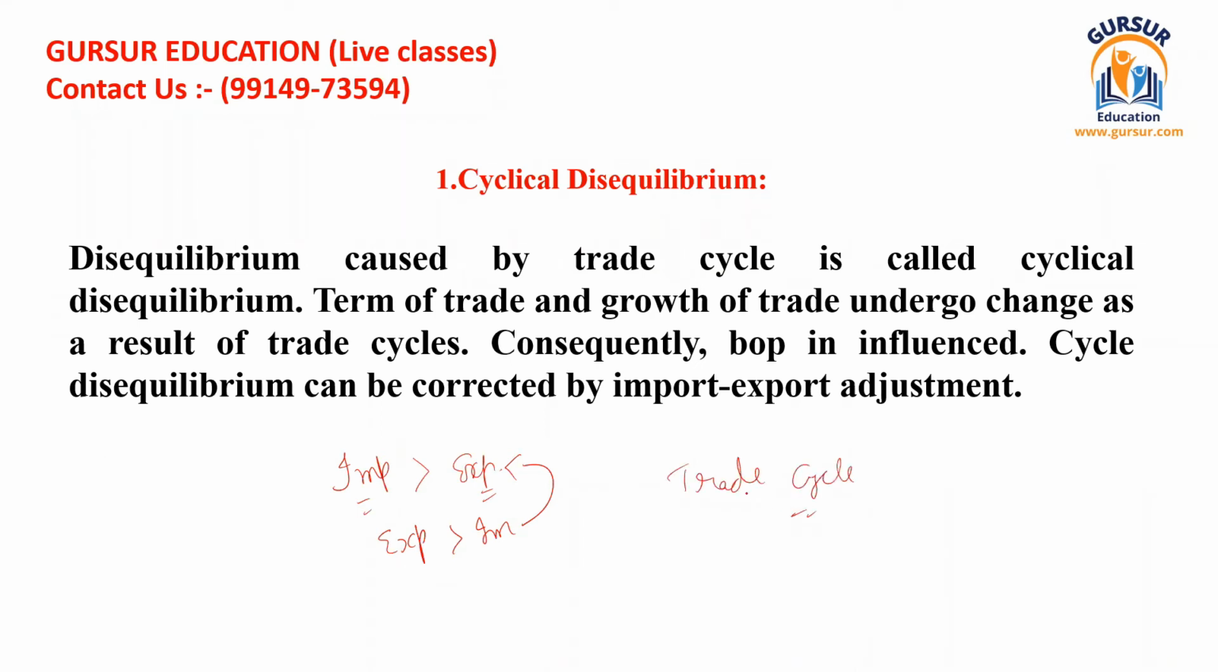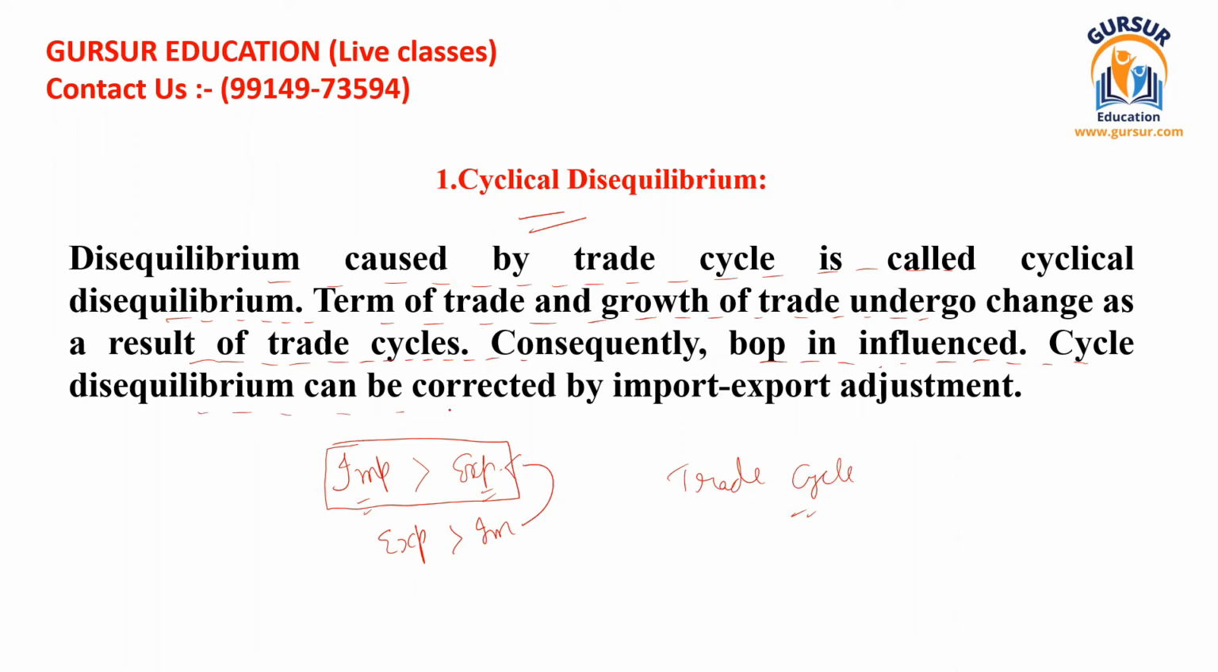And it is very obvious that if your net position is that your imports are greater than your exports, then you are at a disequilibrium position. This situation is known as a cyclical disequilibrium. So if we read that, disequilibrium caused by trade cycle is called cyclical disequilibrium. Terms of trade and growth of trade undergo changes as a result of a trade cycle. Consequently, balance of payment is influenced.